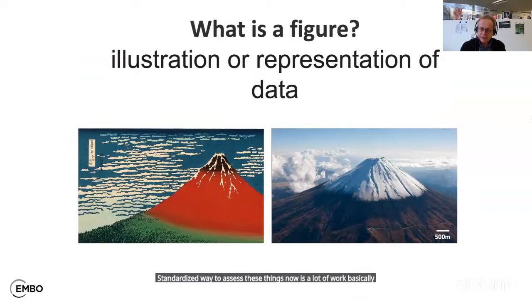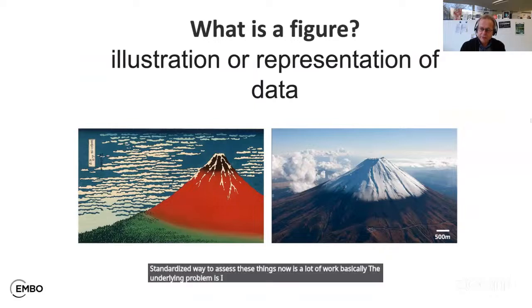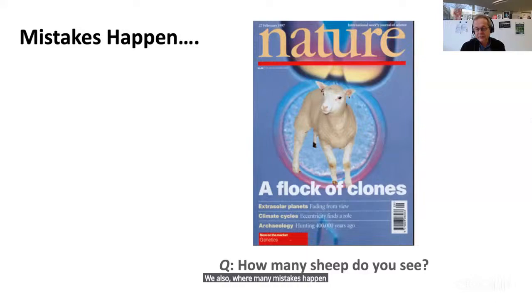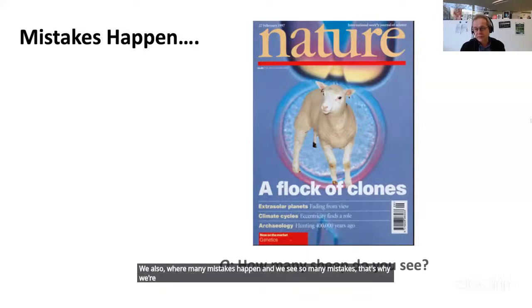The underlying problem, I think, is that people misunderstand what data is. They see it as a pretty picture to illustrate a conclusion rather than real data. This is also where many mistakes happen, and we see so many mistakes, that's why we're doing this screening upstream of publication, because we can rectify so many mistakes.